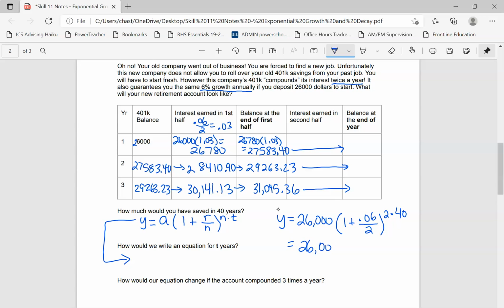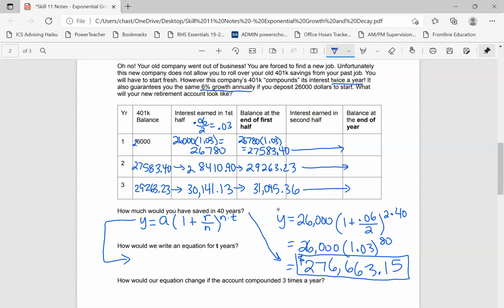So let's clean this up a little bit. We already knew that 1 plus 0.06 divided by 2 gave us 1.03. There will be a total of 80 times that we compound. So I'm going to take 1.03, raise it to the 80th power. My calculator will give me something. And then I'm going to multiply that by 26,000. And that's going to give me $276,663.15. Okay, so that actually answers the 40-year question.